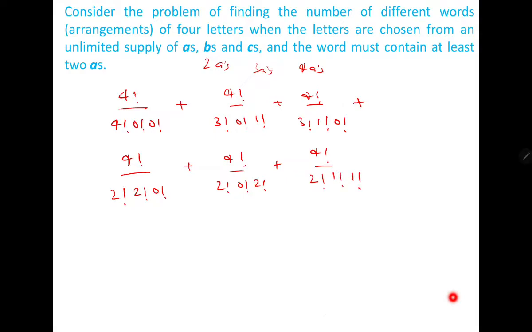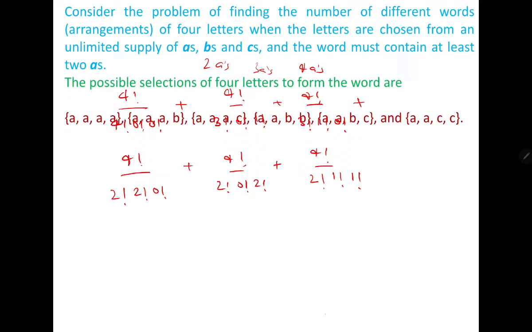1B and 1C. You can observe here that the possible selections of 4 letters are A, B and so on. So in total 6 brackets are there if we consider the problem of selection, because we are not considering the order. But when order comes into the picture, this is how the solution looks.